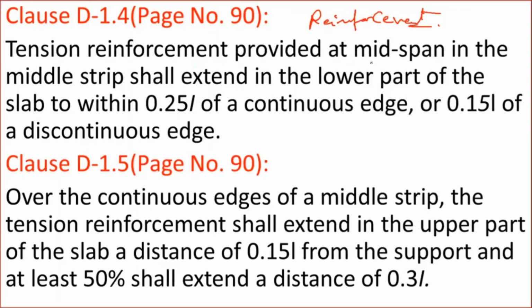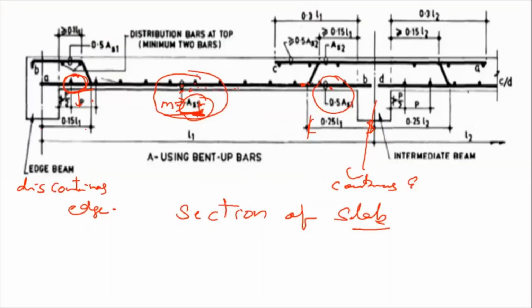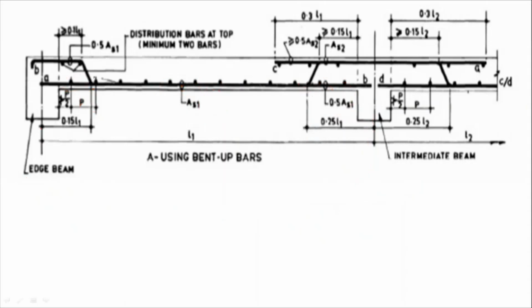Tension reinforcement provided at midspan in the middle strip shall extend in the lower part of the slab to within 0.25 L of a continuous edge or 0.15 L of a discontinuous edge. So see this again: whatever tension reinforcement you are providing here, you are extending up to 0.15 L1 for the discontinuous edge and 0.25 L1 for the continuous edge. Now see the second point. In the middle strip, what bending moment develops? Positive bending moment. But in the edge strips, what bending moment develops?